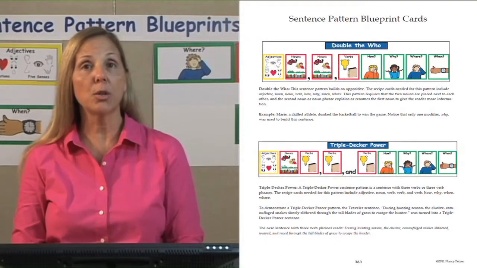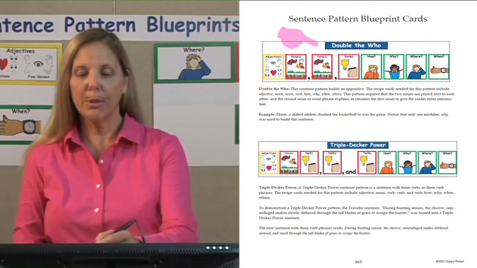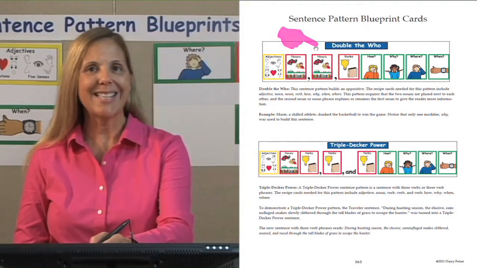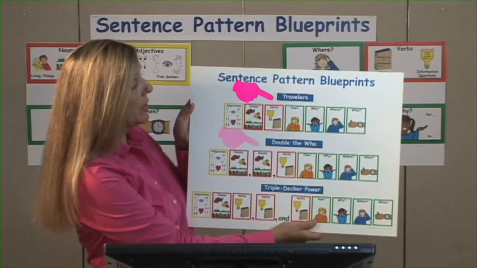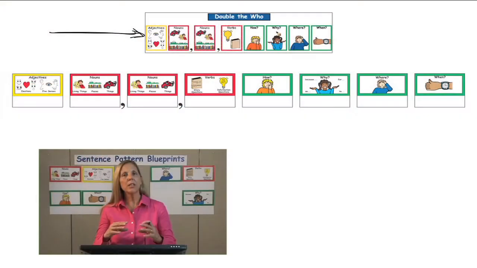Page 363, you will see our final two sentence pattern blueprints, double the who and triple decker power. Let's build a double the who sentence. Grab your sentence pattern blueprints chart. We've learned the travelers. Next, we are going to learn how to write a double the who. We are building a double the who.